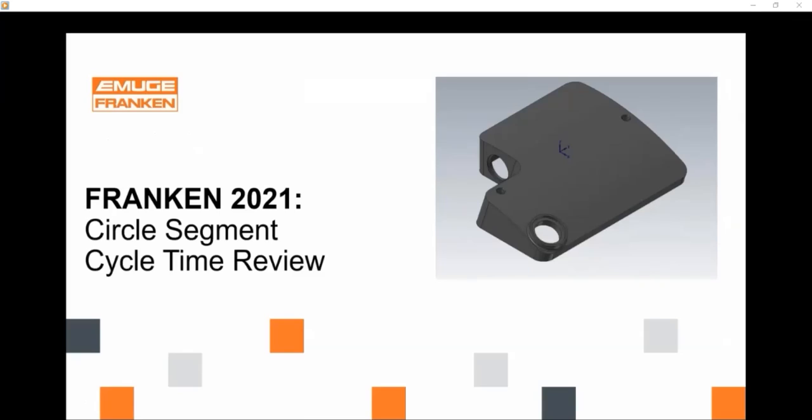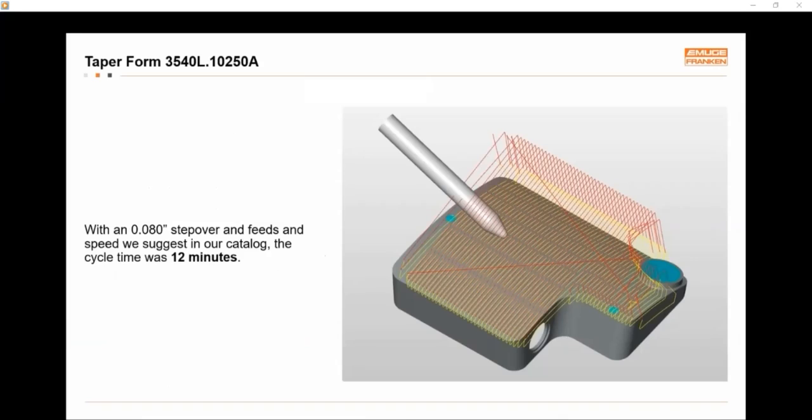So this is an end user part that we did a little while ago. It's some sort of cover enclosure type part, and they asked us, hey, can we finish the top and the bottom surfaces with circle segment tools? So we took a taper form. It was a 10 millimeter shank with a 250 millimeter radius. This is a 20 degree tipped tool. And we did a step over of 80 thou, feeds and speeds right out of the book, and the cycle time was about 12 minutes.